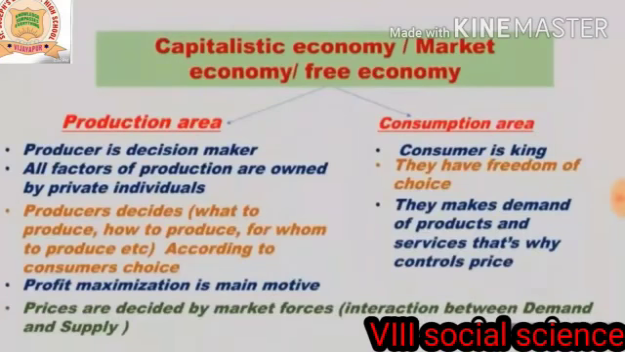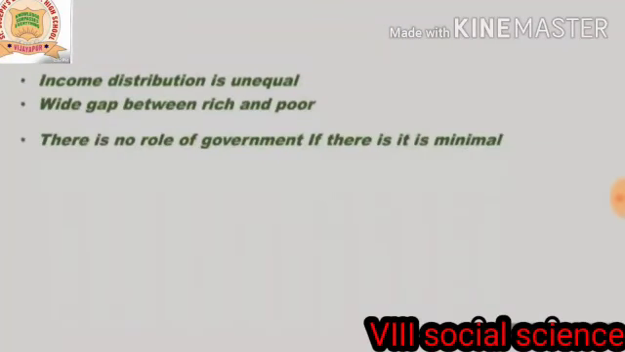Is it very clear with the capitalist economy? The capitalist economy is a free economy. There is no restriction. They can start their own business, they can accumulate wealth. The disadvantage is that income is distributed unequally. The rich will become richer and the poor will remain poor, and there is a wide gap between the rich and the poor.